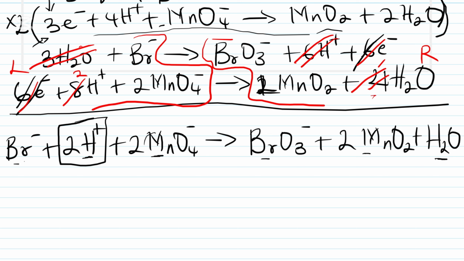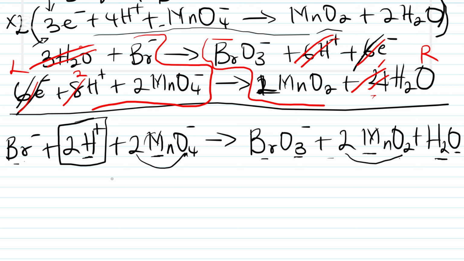Now, for the oxygen, we have 2 times 4. That gives you an 8. Here we have 2 here. This 2 times this 2 gives you a 4. 4 plus this 3 here gives you a 7. And then 7 plus 1 here gives you an 8, which means that the atoms are balanced.